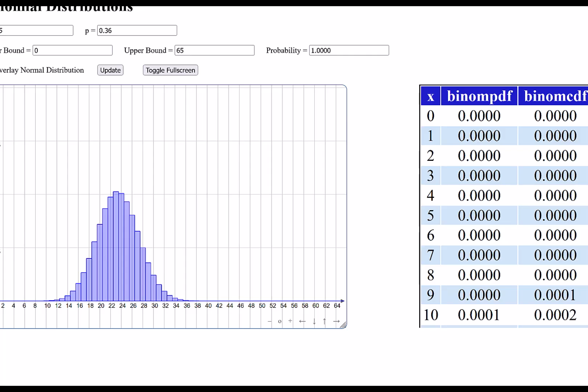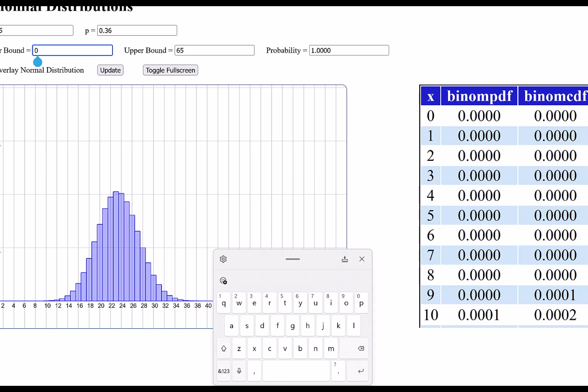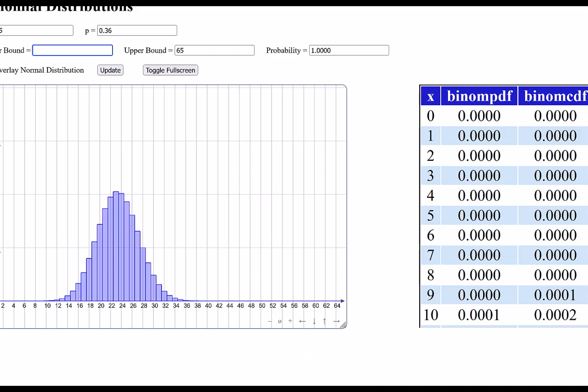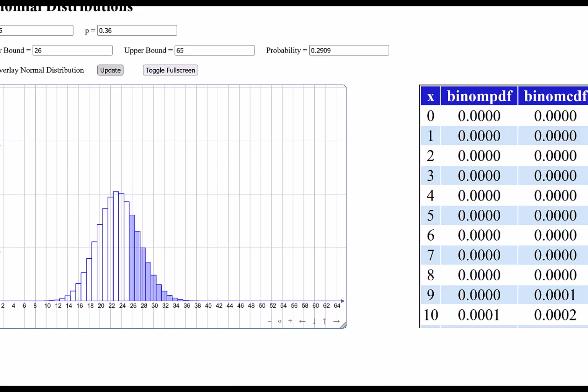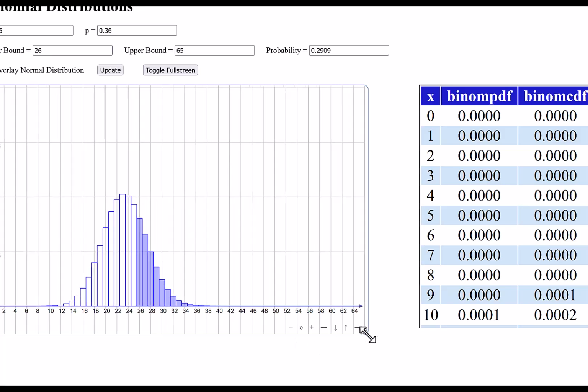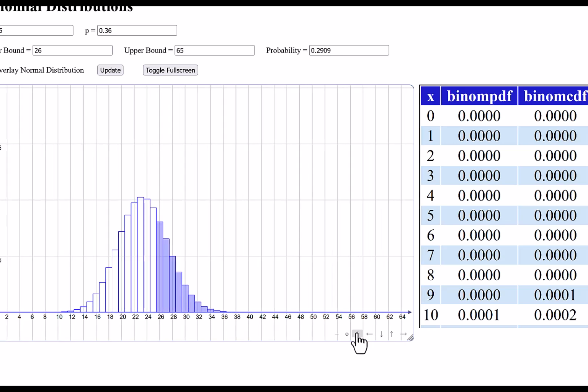In addition, what I can also do is tell it the boundaries of the values that I want it to compute the probability from. So for instance, we want to know the probability that x is greater than 25. So that region would be any number of people starting from 26 and then going to 65. So this shaded region right here is essentially the probability that I'm looking for. I'm going to zoom in on that region as best I can.